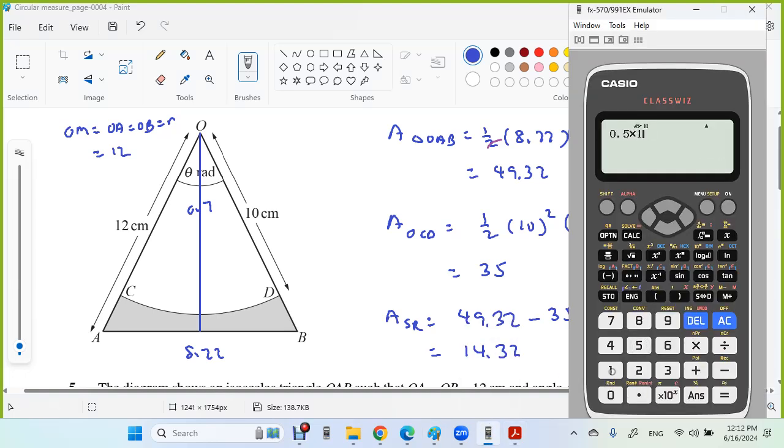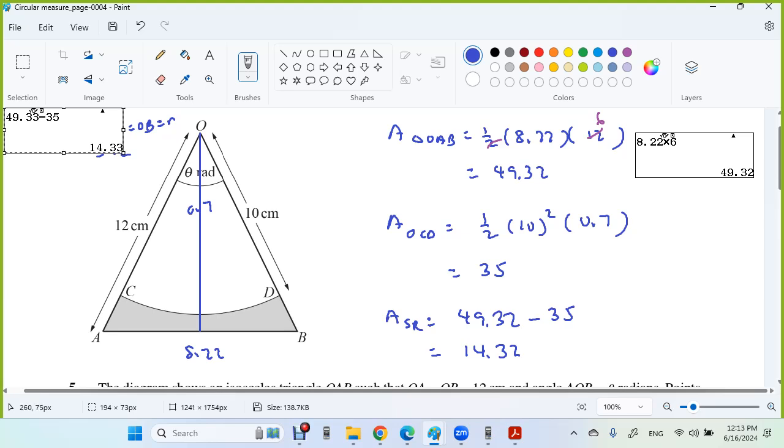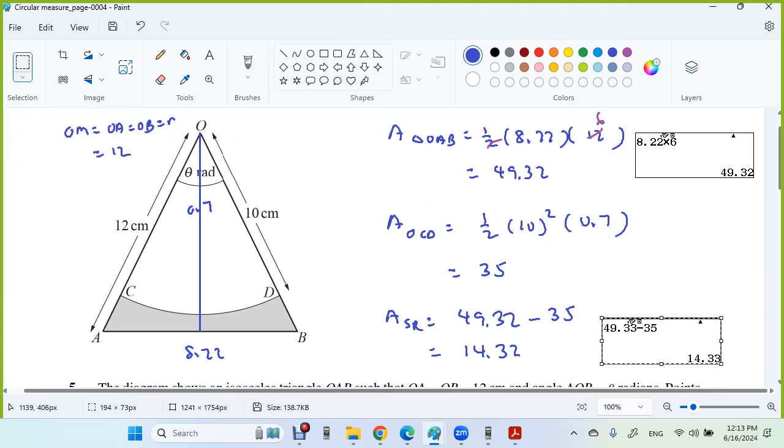0.5 times 10 squared times 0.7 is 35. Then 49.32 minus 35 is 14.33.